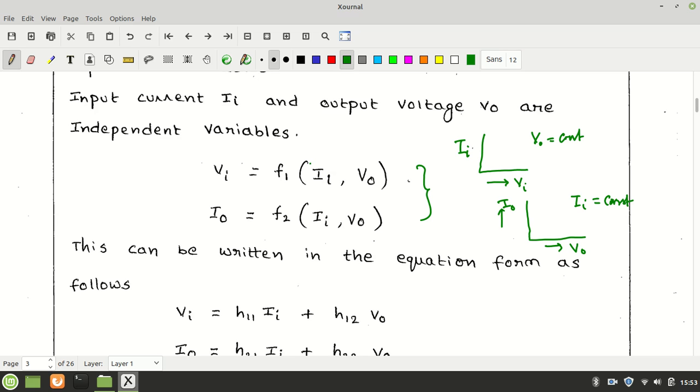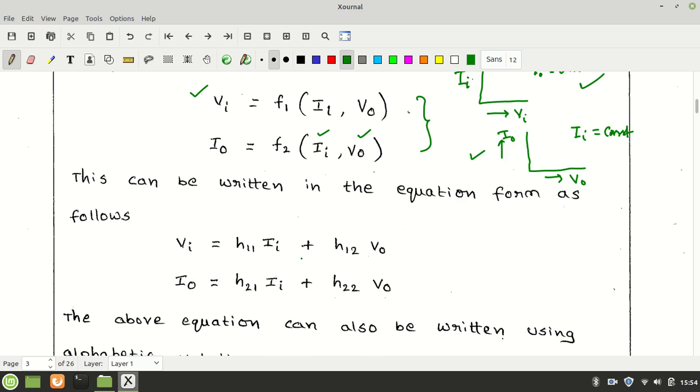So here now we make the functional forms of the input voltage as a function of input current and output voltage from the input characteristic curve, and the output current as a function of the input current and the output voltage from the output characteristic. So that is why it is hybrid. In the preceding section, you became familiar with the term hybrid parameter. So the functional relationship we have assumed here as linear.